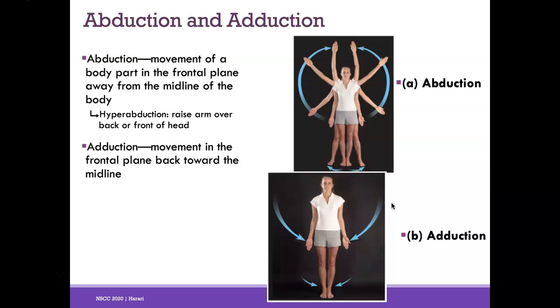Adduction is when you move back toward the midline in the frontal plane. So again, everyone abduct your arms and now adduct them. Hyperadduction would be like crossing your fingers or crossing your ankles. So you're moving them toward midline, you're actually crossing them over the midline.